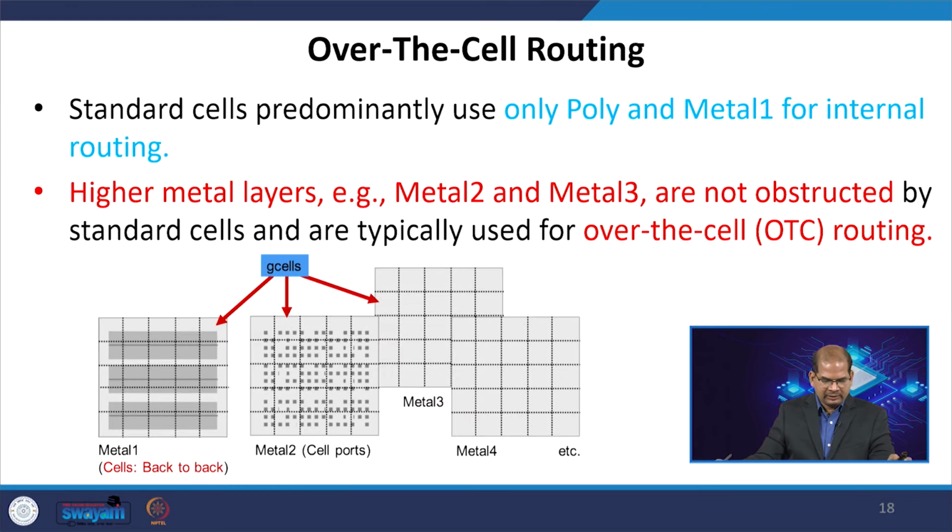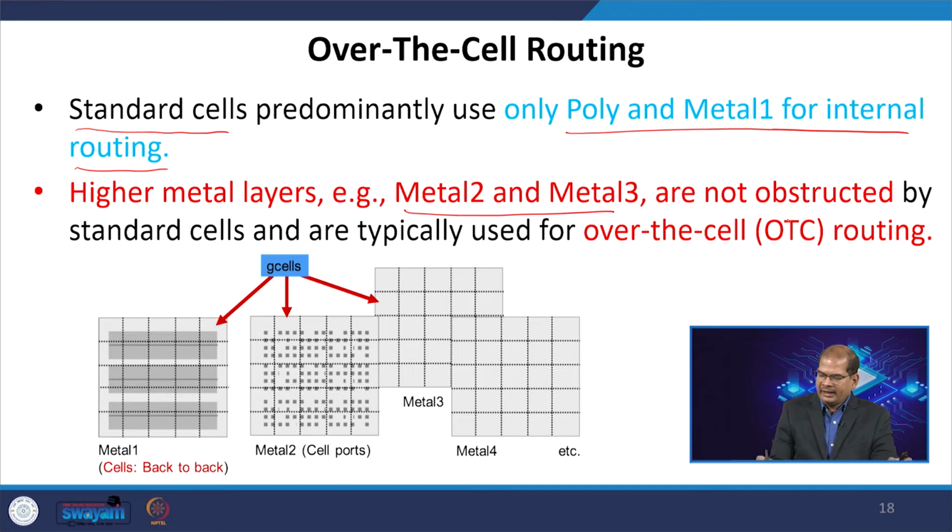Now, the concept here is that standard cells usually use only poly and metal 1 for internal routing. Why do they do that? So, this poly and metal 1 is blocked over the standard cells. However, higher level metals like metal 2 and metal 3 are not obstructed by the standard cell, and the router can take the liberty to route the signals with metal 2 and metal 3. That concept is called over the cell routing.